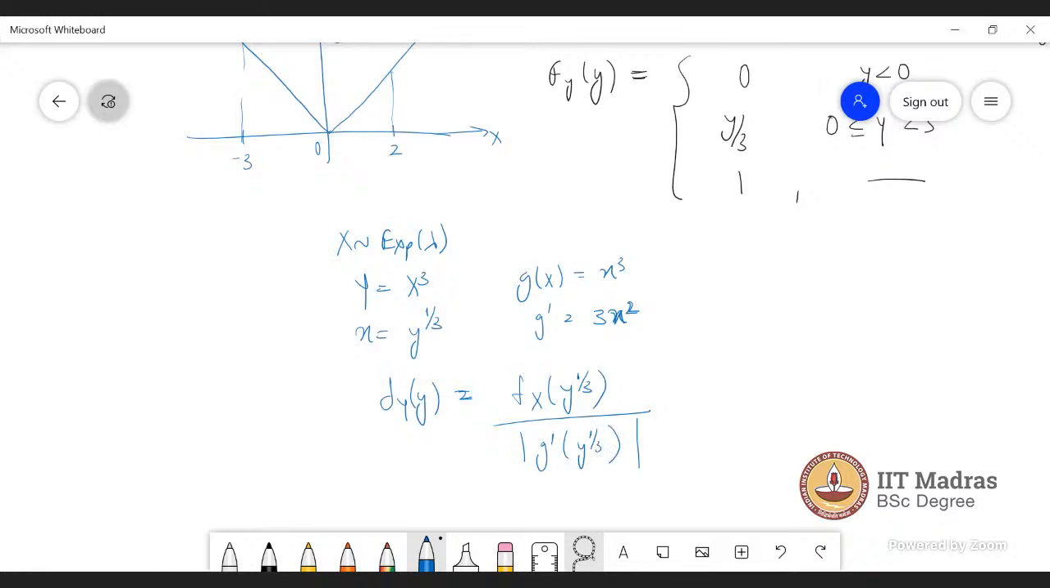So g dash of x is 3x square. So what is g dash of y to the power 1 by 3? Whatever x is, it is just squared. So in this case, x is y to the power 1 by 3. So it is 3y to the power 2 by 3, right? And fx you have already given, just substitute it there. This was easy. I will solve this. Yeah.